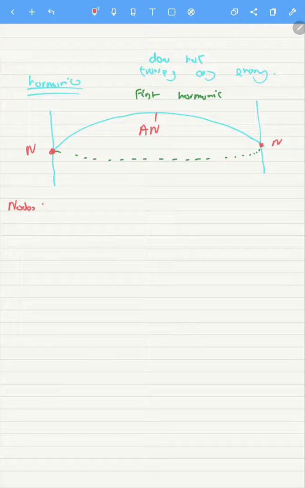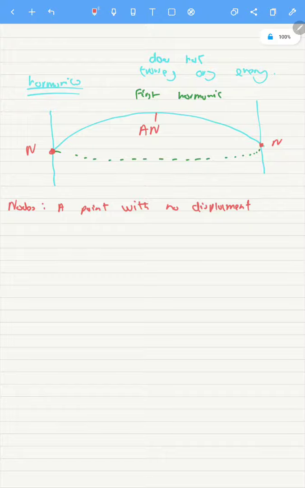Nodes are basically a point with no displacement, and an antinode is a point with maximum displacement.